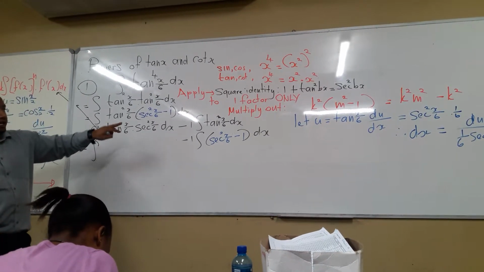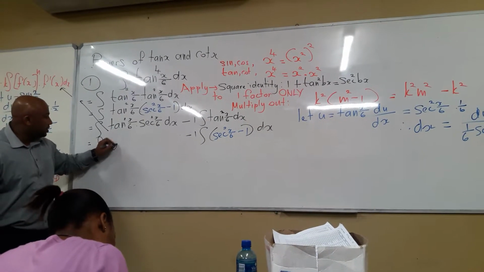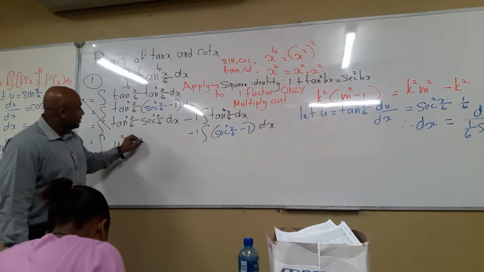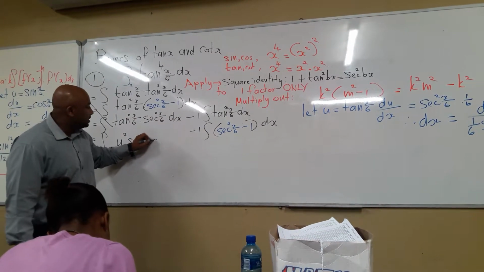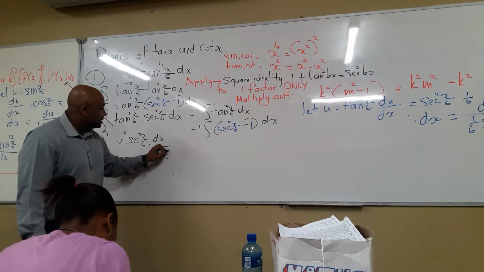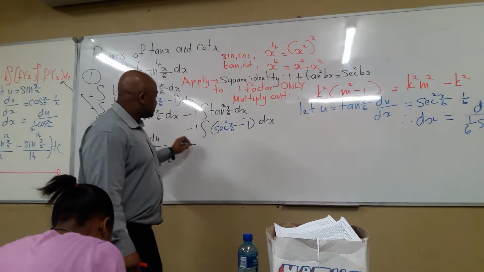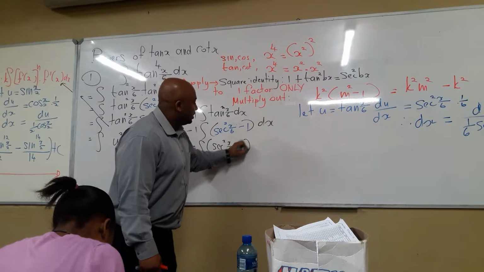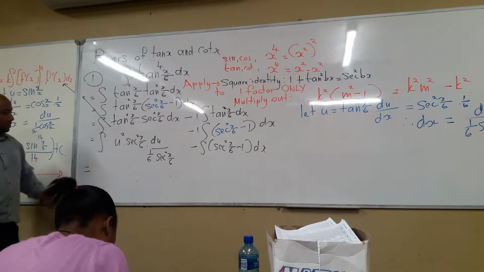So I will replace tan with u. So this will be u squared times sec squared of x over 6. What about dx? Dx is replaced with du divided by 1 over 6 sec squared of x over 6. Right, so here you can just leave this as it is for now. We're going to integrate it straight from the formula sheets. So let's see what happens now.